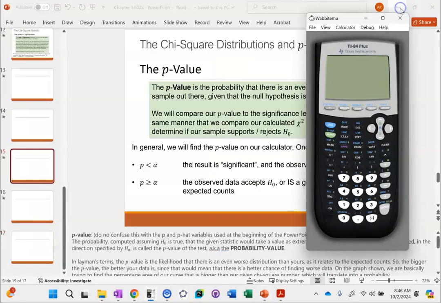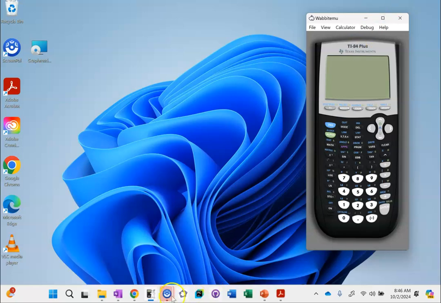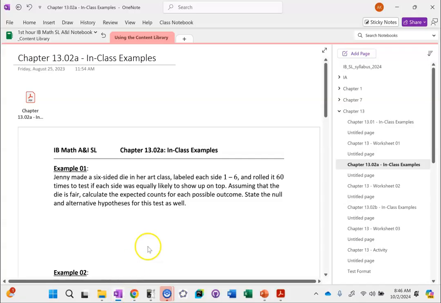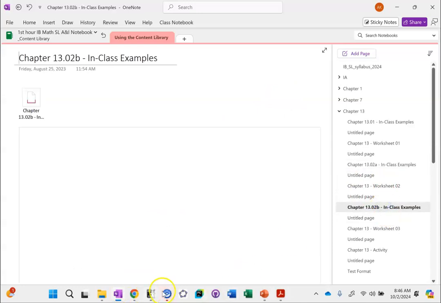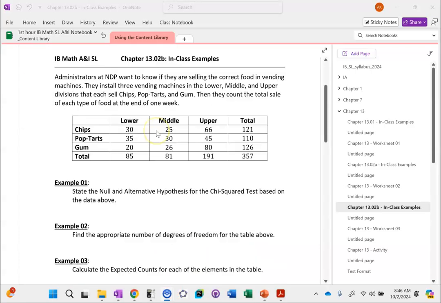Let's do the in-class examples. Again, if you have your calculator handy, I don't know why this thing keeps flashing at me. What do you want? I don't know. All right.